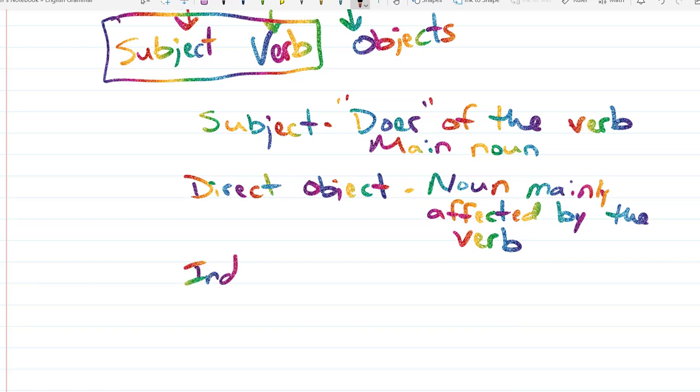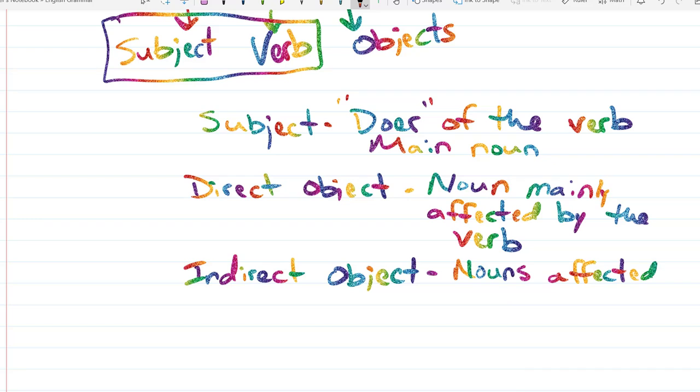An indirect object is once removed. So once removed from this main action, our subject is going to be interacting and doing something, that's our verb, and that verb is directly impacting a direct object. Now, there might be some fallout from that, and that would be the indirect object. So this would be a noun or nouns affected tangentially by the verb, or secondhand by the verb. So they're not directly there, but they're sort of second.